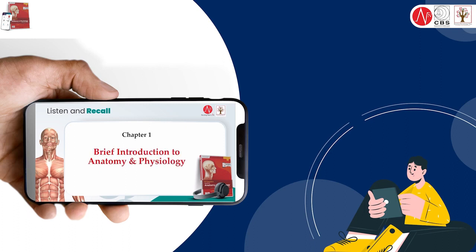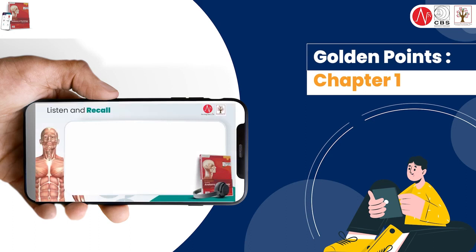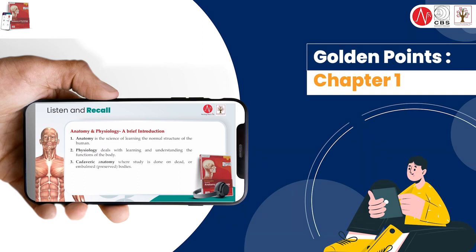Chapter 1. Brief Introduction of Anatomy and Physiology. Anatomy and Physiology. Brief Introduction. Anatomy is the science of learning the normal structure of the human. Physiology deals with learning and understanding the functions of the body. Cadaveric anatomy, where study is done on dead or embalmed or preserved bodies. Regional anatomy, in which the body is studied in parts like the upper limb, lower limb, thorax, abdomen, head and neck, and brain.